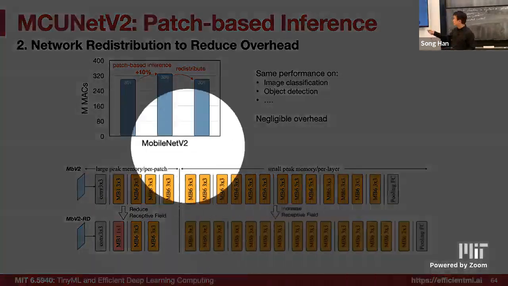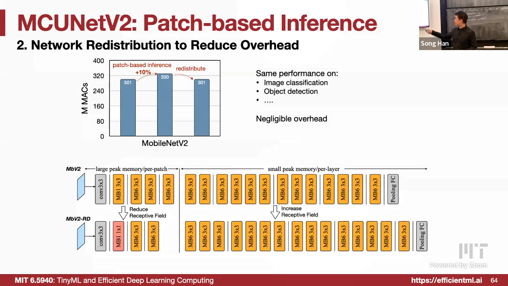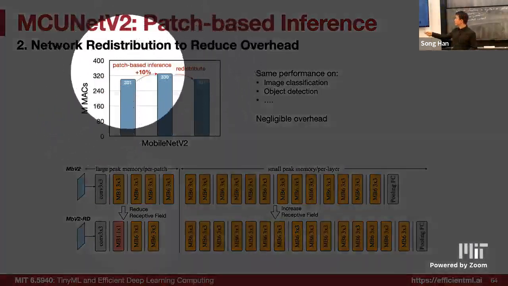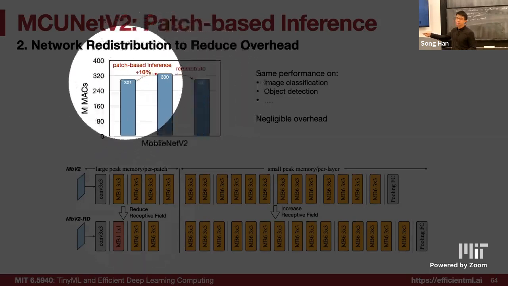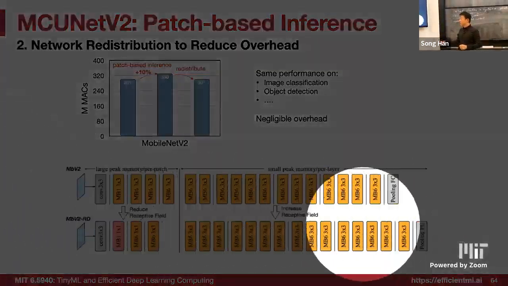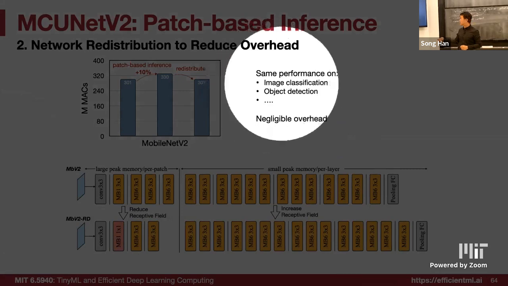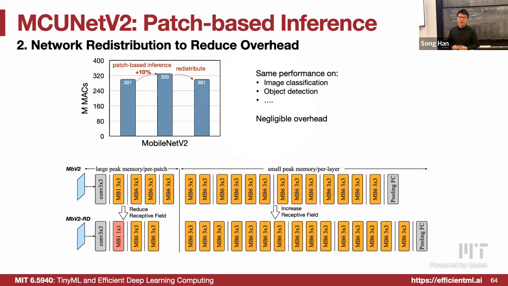So we use this network redistribution to reduce this overhead. And finally, the latency, the number of MACs using per patch based inference becomes the same as before. Although we changed the architecture, the receptive field didn't change. And we tested the accuracy after training, the ImageNet classification, object detection, their accuracy is very well maintained.